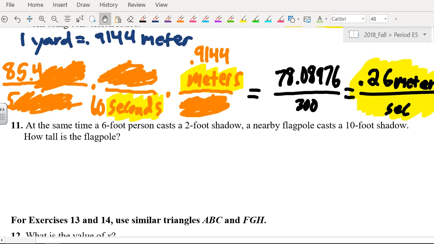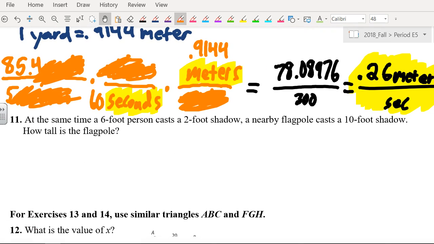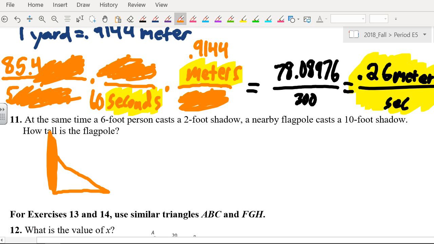Okay, let's go. Alright, at the same time a 6-foot person casts a 2-foot shadow, a nearby flagpole casts a 10-foot shadow. Okay, so let's draw. I'm going to draw a thingamajigger. What am I going to draw? Flagpole. And a person. A picture. So this is the flagpole. Hello, flagpole.